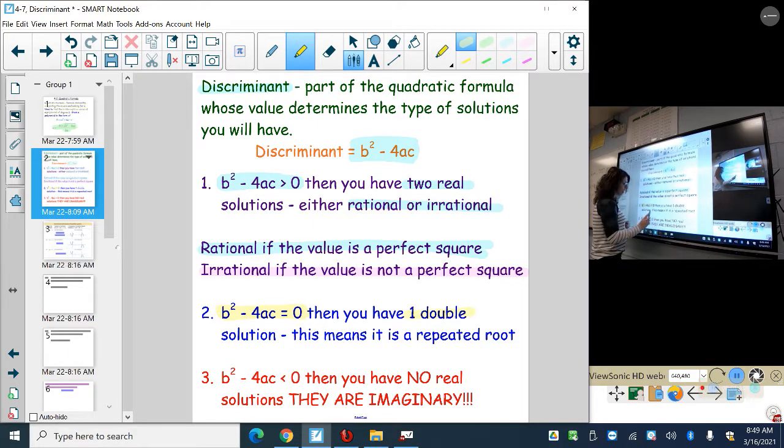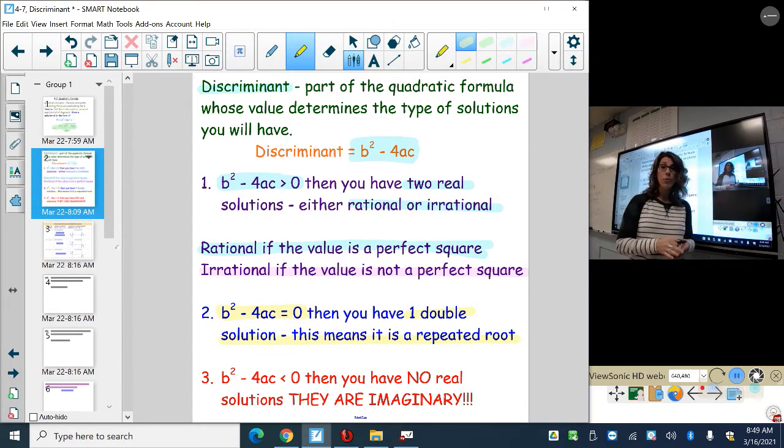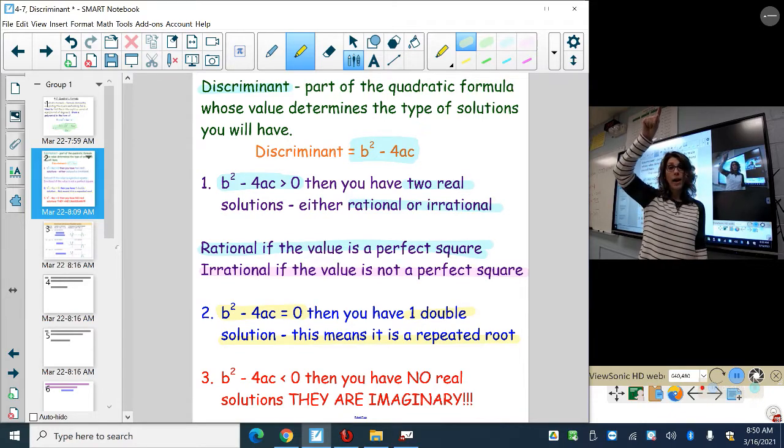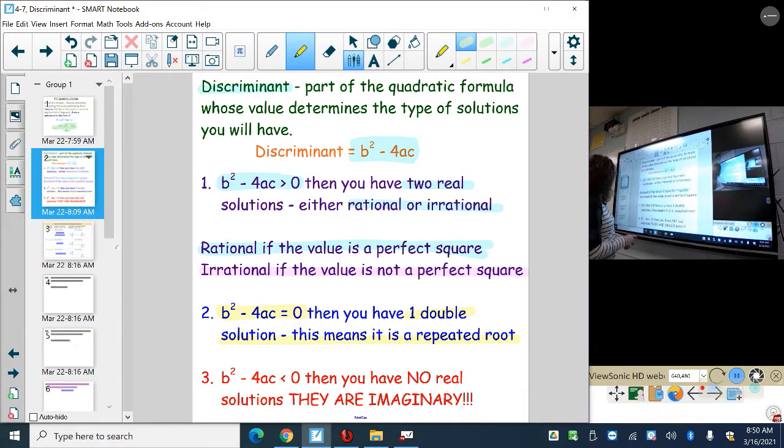This means I have a double root, and this means it is a repeated root. What happens when it's a double root is it touches the x-axis at one point and shoots back up, or touches the axis at one point and shoots back down. Okay? My last one is going to be b squared minus 4ac is less than 0.